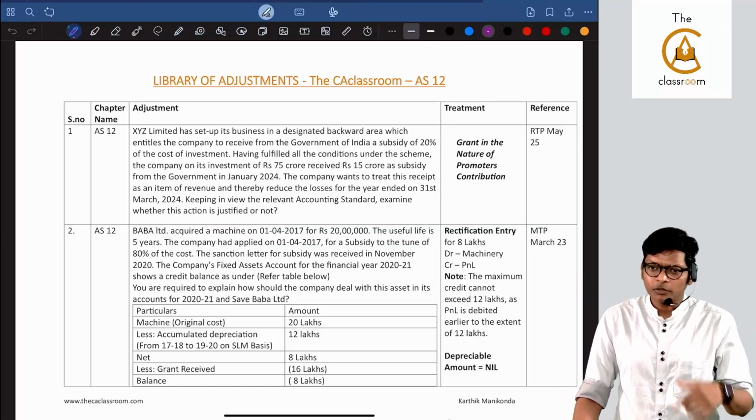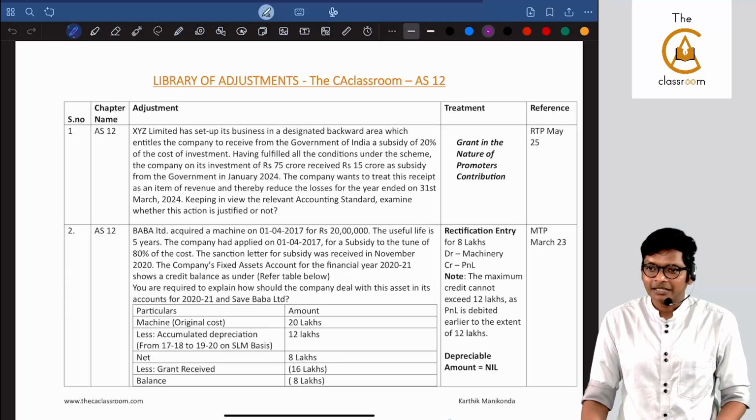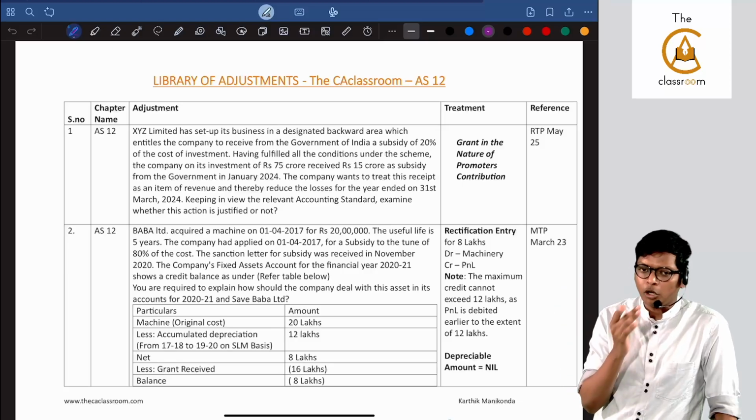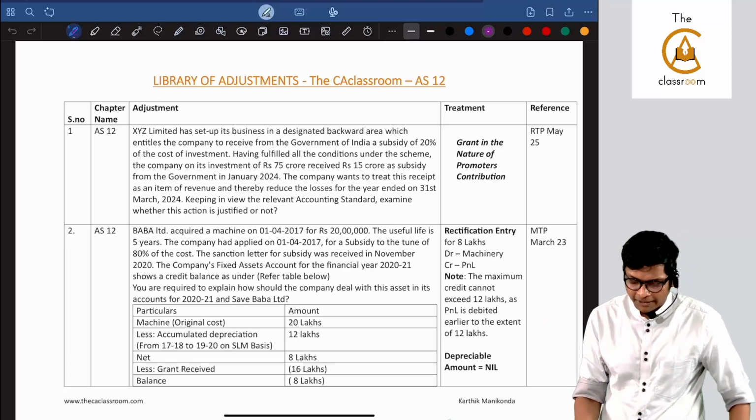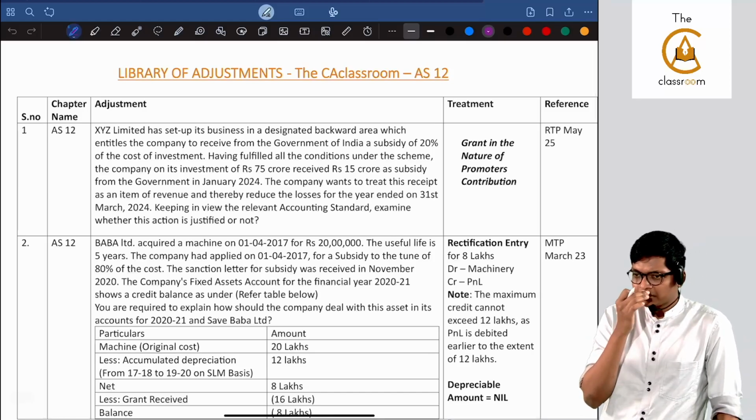Yeah, let's start with the workout of AS12. We have around 7 questions in AS12 to discuss, guys, which cover all the concepts in AS12. I've brought in all types of questions. Let's go in the same order. Some are theory based, some are sum solving.